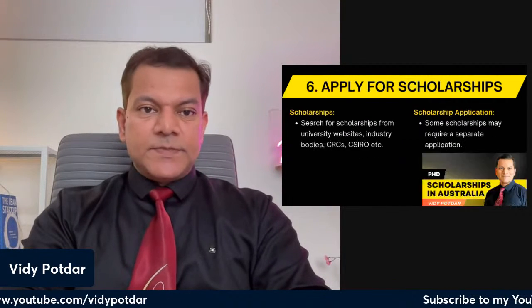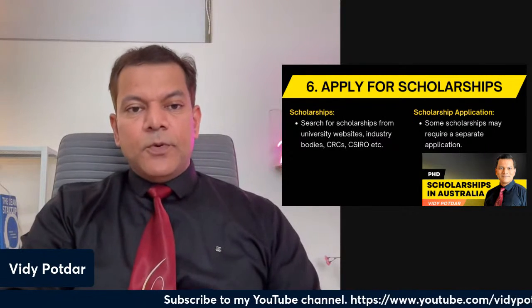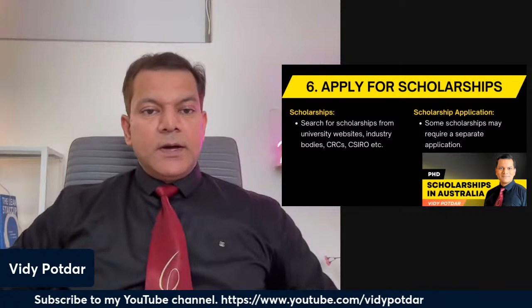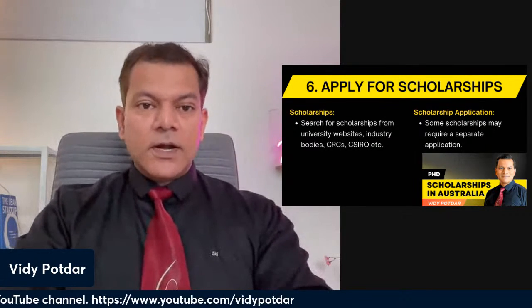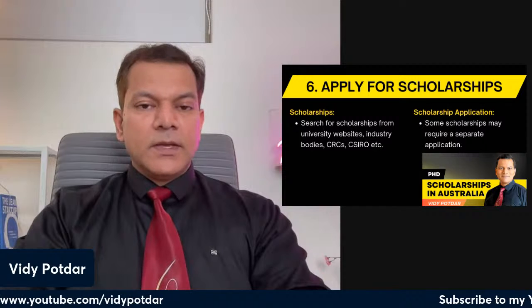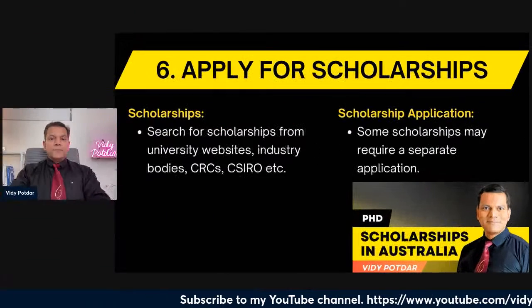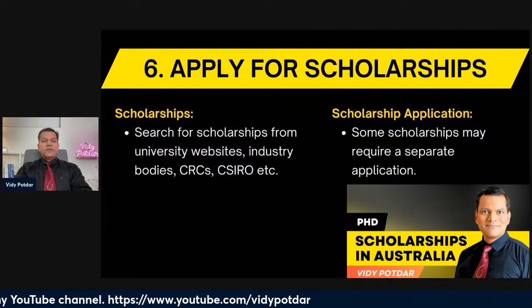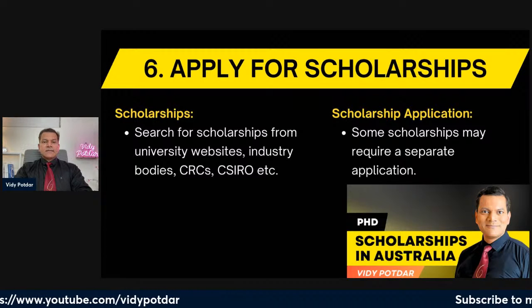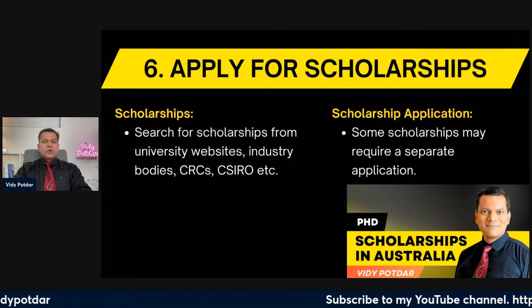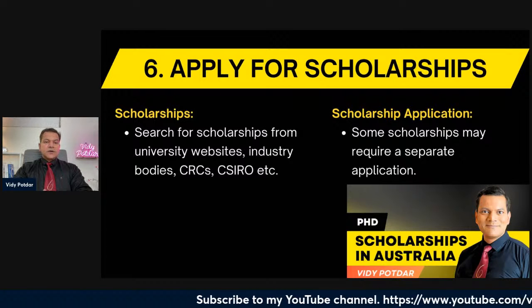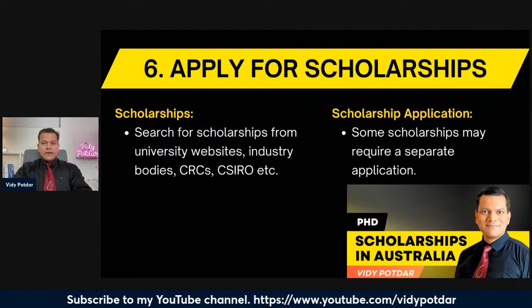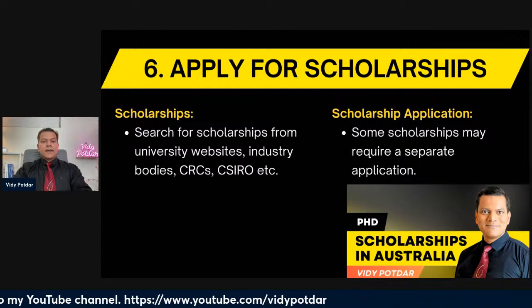Next step is applying for scholarships. In terms of scholarships, there are different types of scholarships, depending upon whether you are an international student applying for the scholarship, or a domestic Australian student looking for a scholarship. Scholarships are often offered by universities, industry, CRC, or cooperative research centers, and CSIRO, which is a government research organization. So these could be four potential areas from where you can get a scholarship.